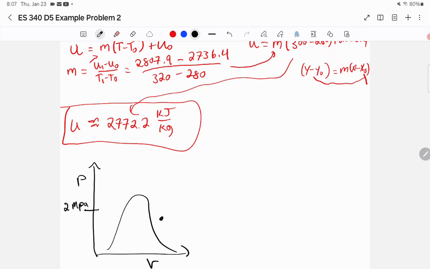And basically, if I were to draw, this is the isotherm at 300 degrees Celsius. I should have put this up here, sorry. Should have been up there. And that's obviously at 2 megapascals superheated.